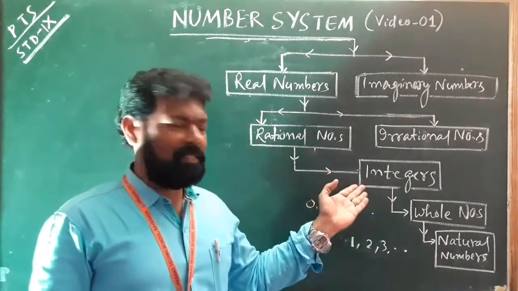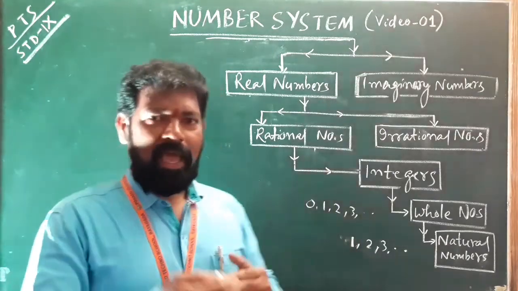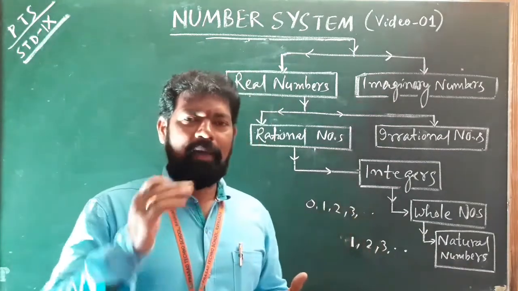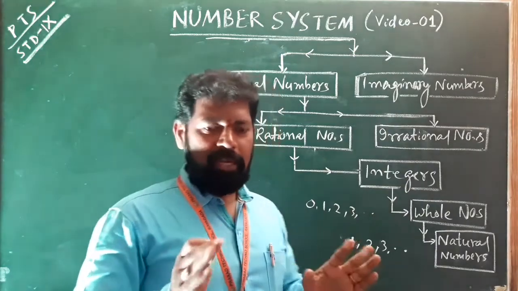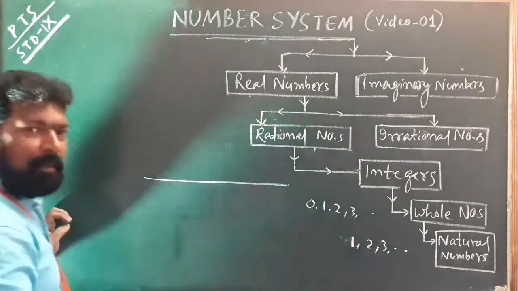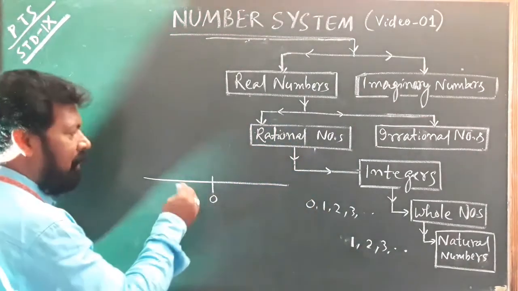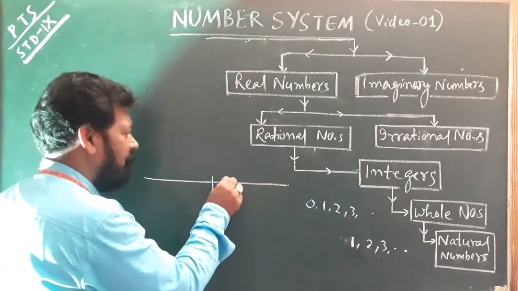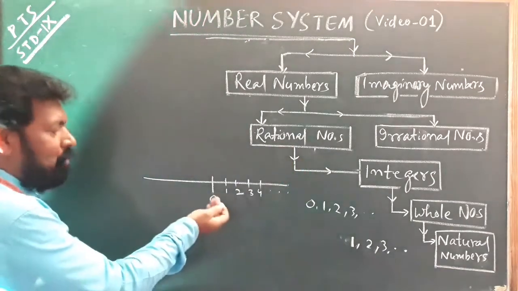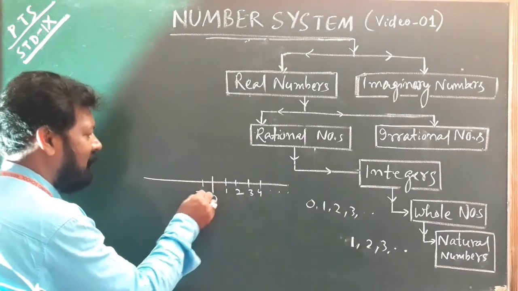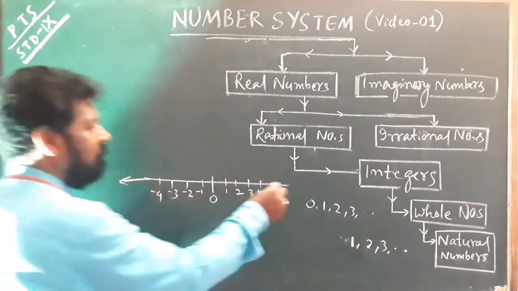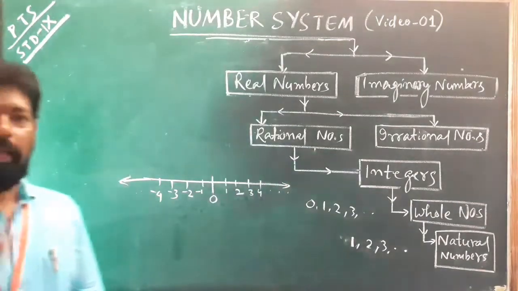And whenever you go to integers, you will have both positive numbers and negative numbers, that is 1, 2, 3, 4, 5 and so on, 0, and -1, -2, -3, -4. This we can better represent on a number line. So let me draw a number line. I will mark the number 0 here. To the right hand side of 0 I will keep the numbers 1, 2, 3, 4 and so on, and to the left of 0, I am keeping the numbers -1, -2, -3, -4 and so on. This line is called a number line.